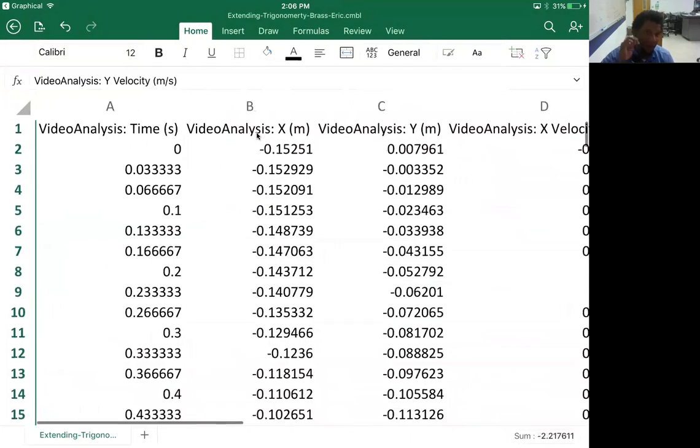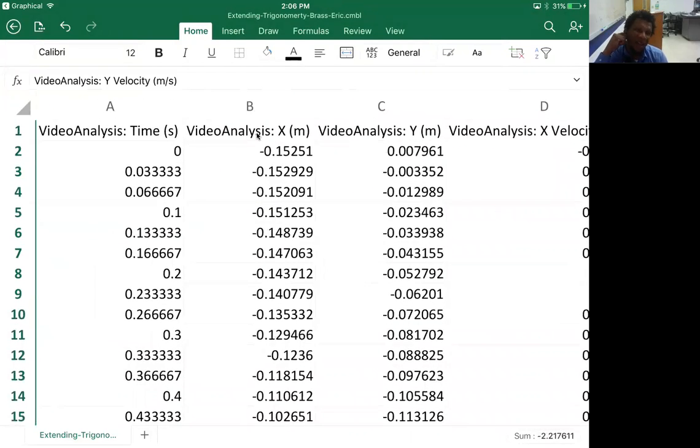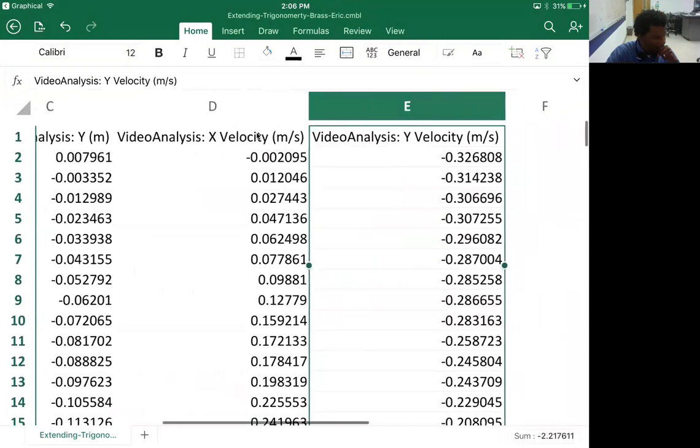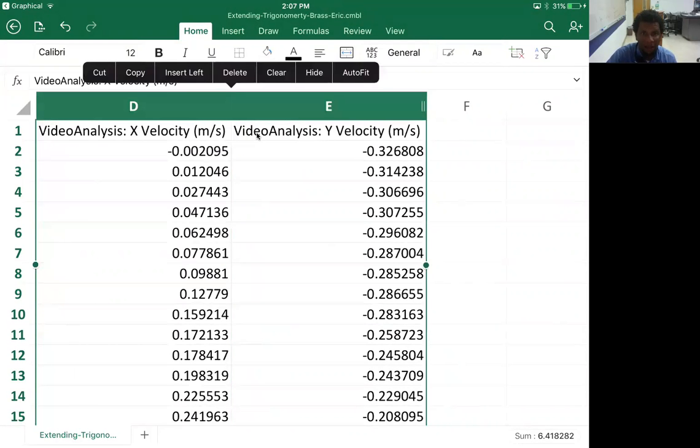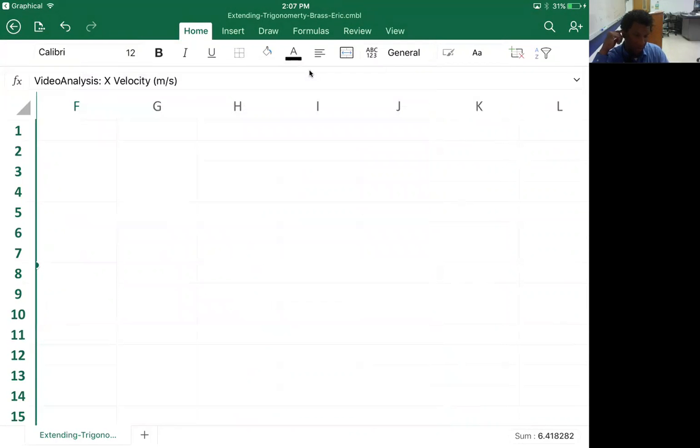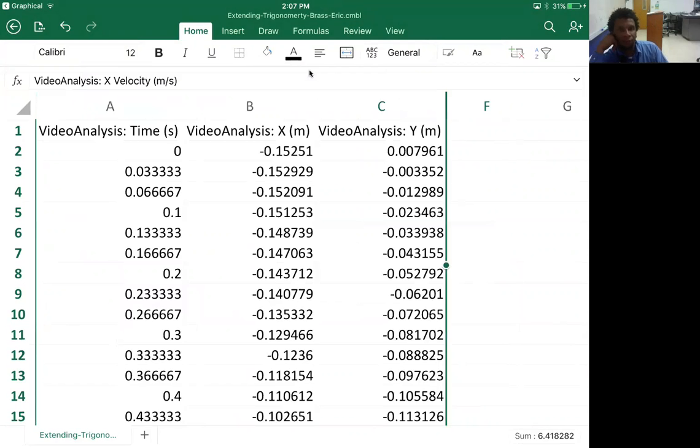All right, so our theory doesn't necessarily require time, but we're going to use it. But it does require X and Y. It does not require X velocity and Y velocity, so we're just going to hide those two. Again, we're going to hide those two. So here's the hide button. So now all of that is hidden.